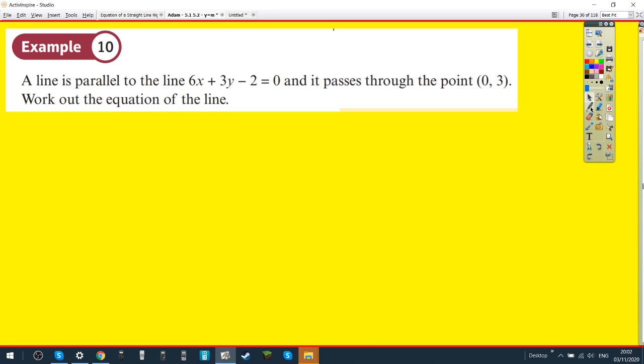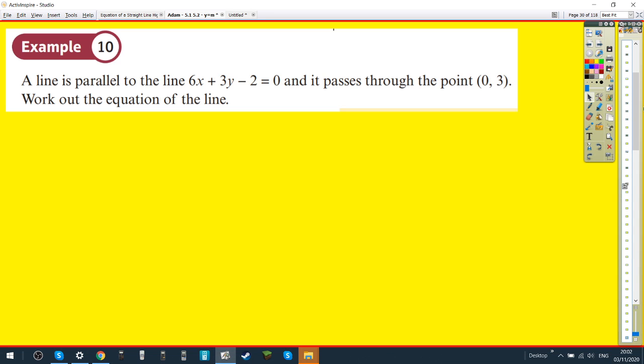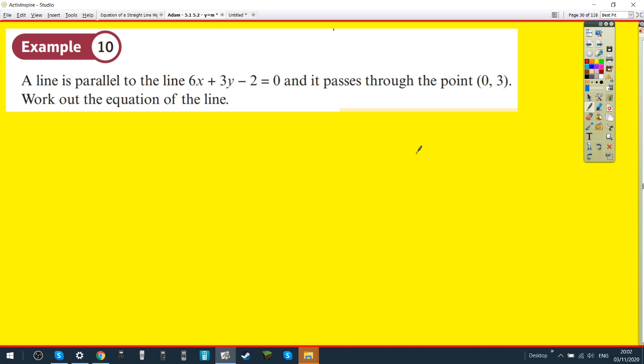3 into 3y. You just need the gradient of the line. Okay.